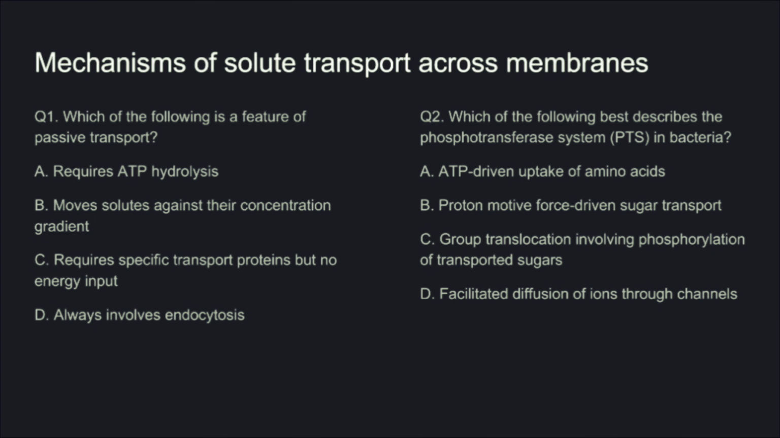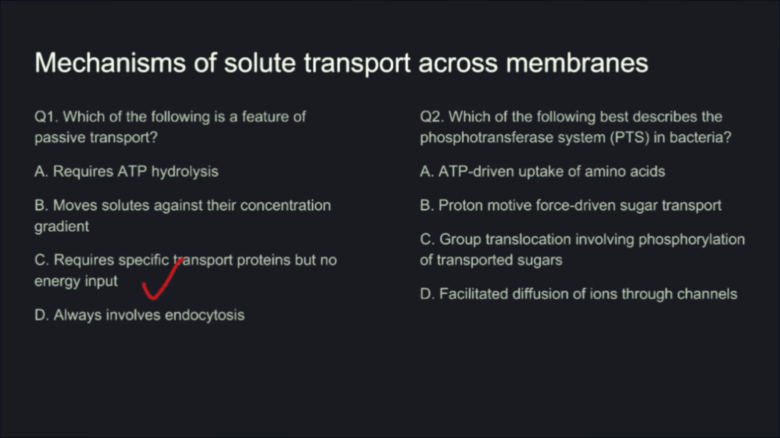Now let's start with mechanism of solutes transport across membranes. First question, which of the following is a feature of passive transport? Options are A, requires ATP hydrolysis, B, moves solute against their concentration gradient, C, requires specific transport protein but no energy input, D, always involves endocytosis. So the correct answer for this question is option C, requires specific transport proteins but no energy input.